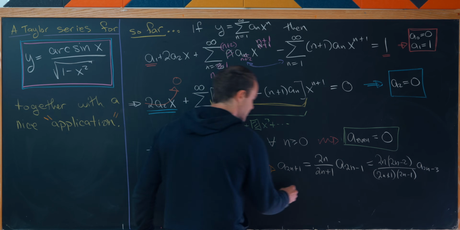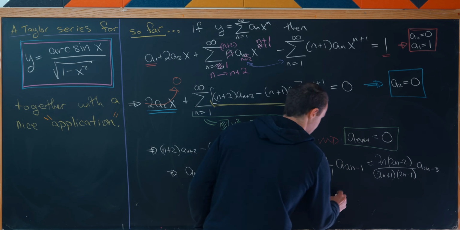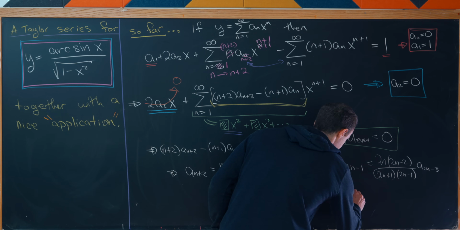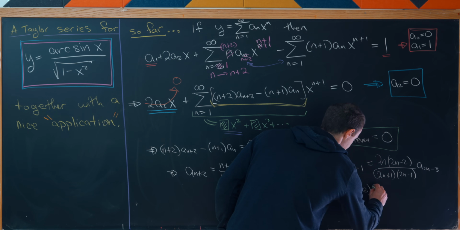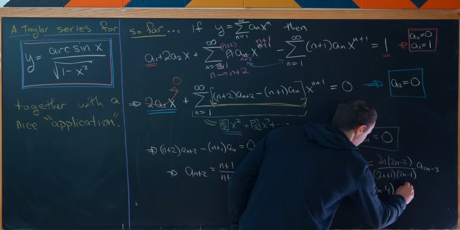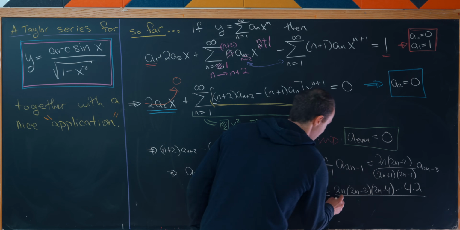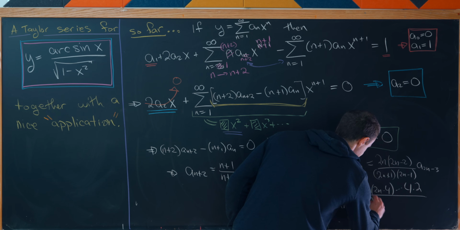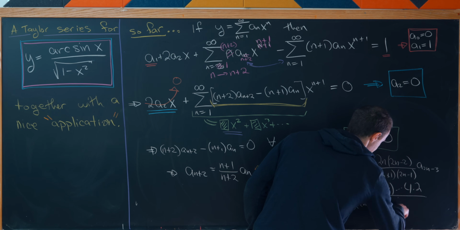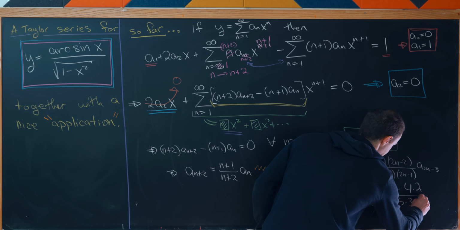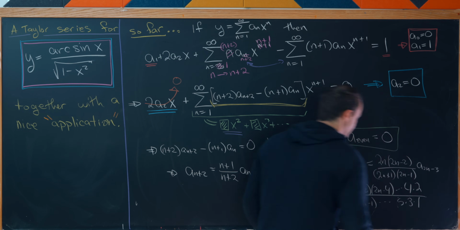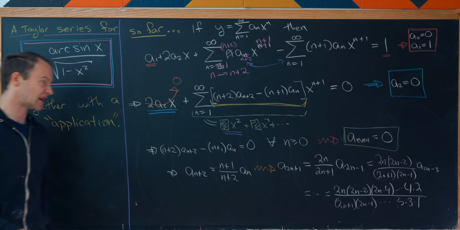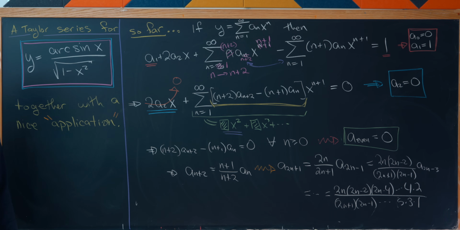And then we can take this all the way down to the ground and we'll get 2n times (2n minus 2) times (2n minus 4) all the way down to 4 times 2 over (2n plus 1) times (2n minus 1) all the way down to 5 times 3 times 1 times a sub 1, which is 1. So that's our maybe closed form for a sub (2n plus 1).